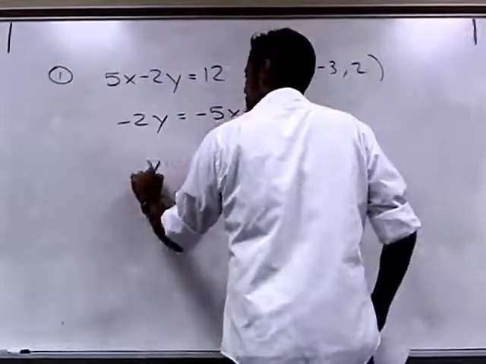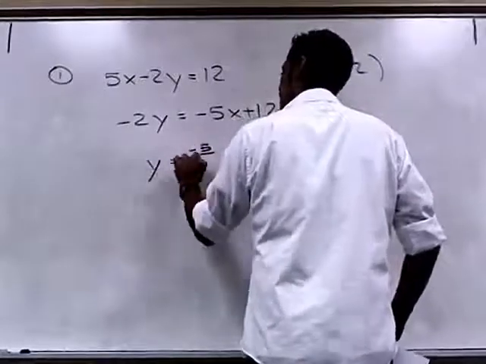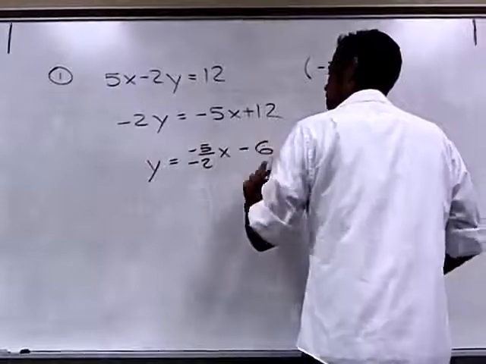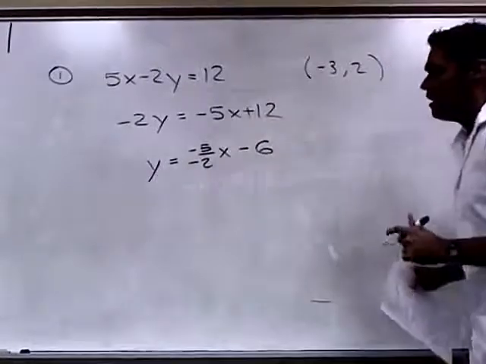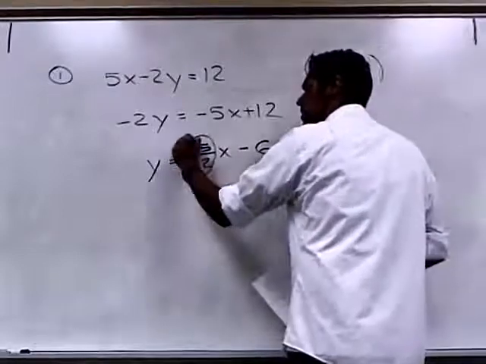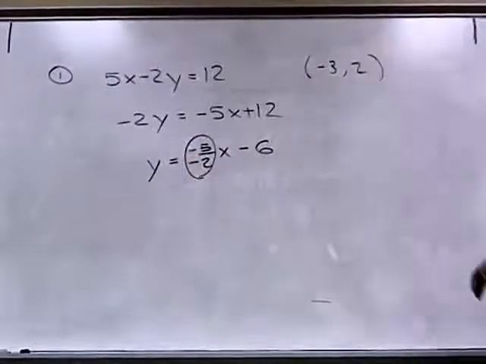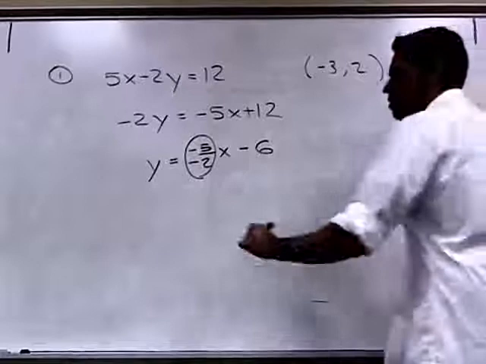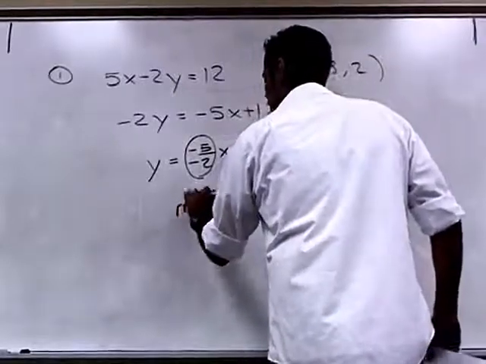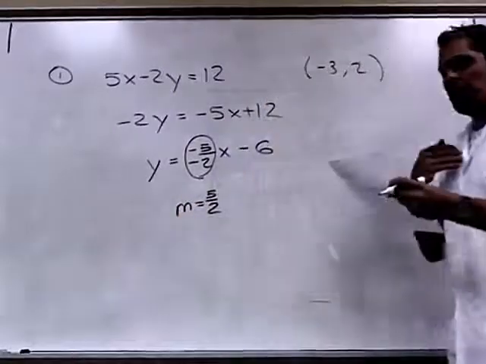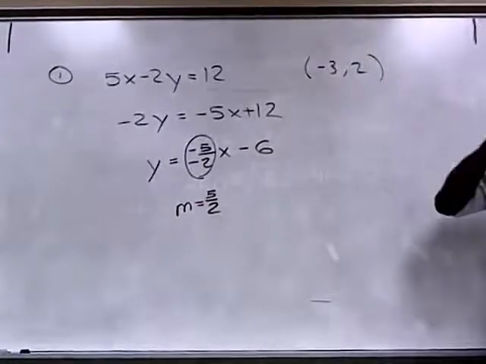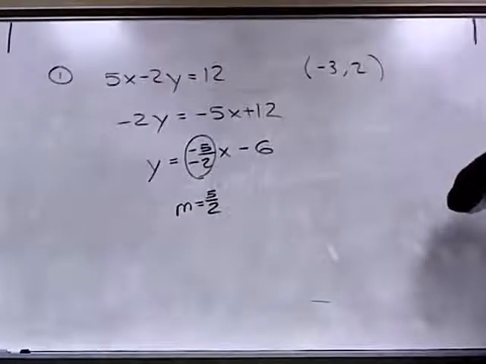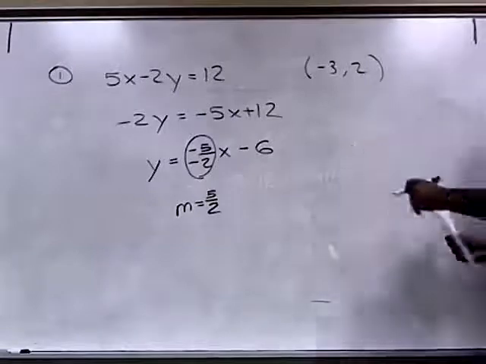We need to divide through by negative 2. So I divided everything by negative 2. And then I identify what the slope of this line is. What's the slope of that line? You don't need the negatives, right? Slope of that line is 5 over 2. The line I'm looking for needs to be perpendicular to this line. So the slope of my line needs to be what? Negative 2 over 5, the reciprocal of that.